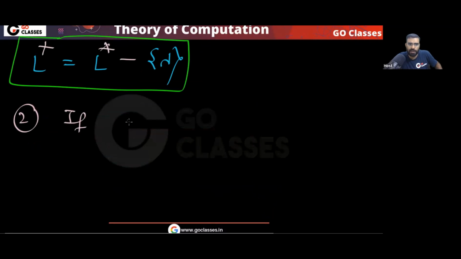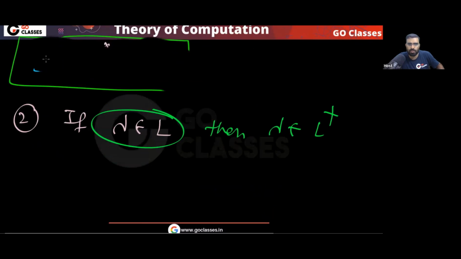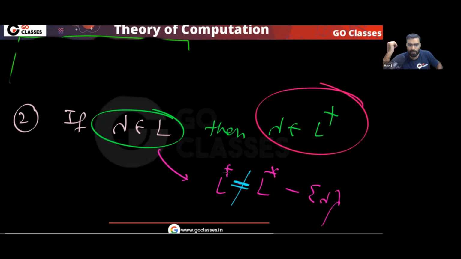Now the second point: if lambda belongs to L, now what? If lambda belongs to L, then lambda belongs to L plus also. Agree? So now you tell me, in this situation, can I say that L plus is equal to L star minus lambda? In this situation, this will be false. I can say this will not happen. Understood? Please tell me.